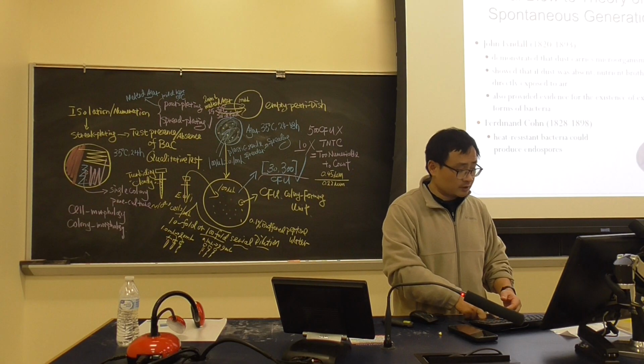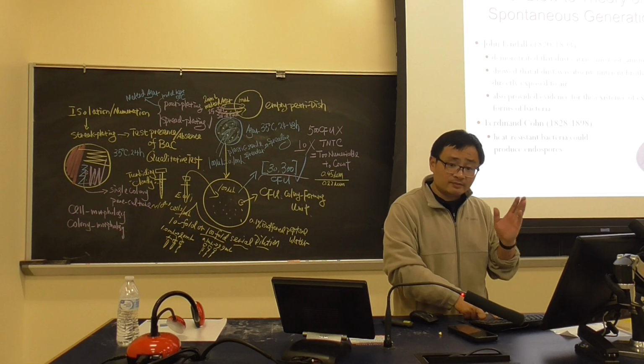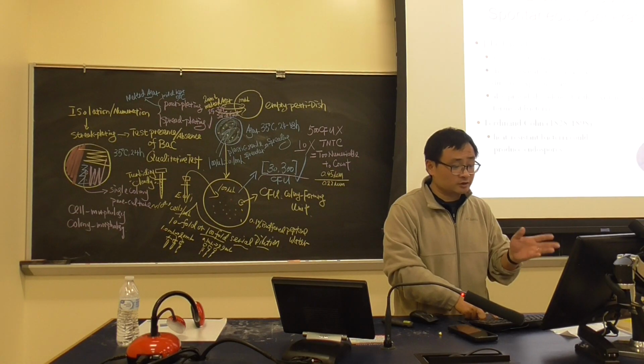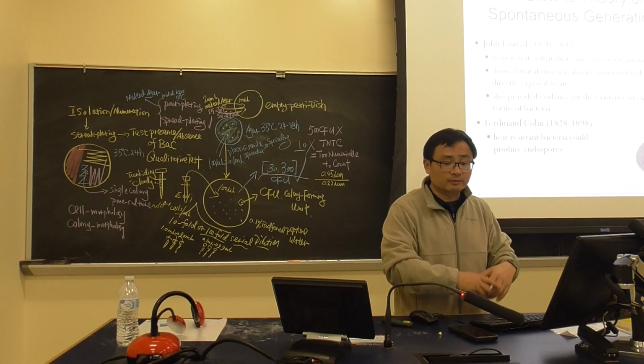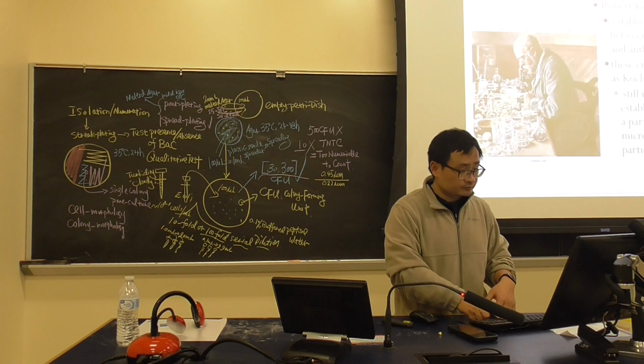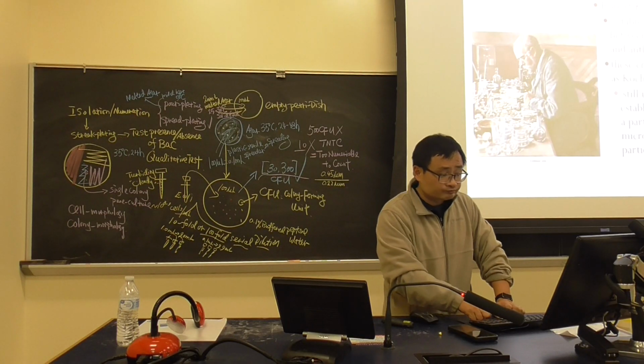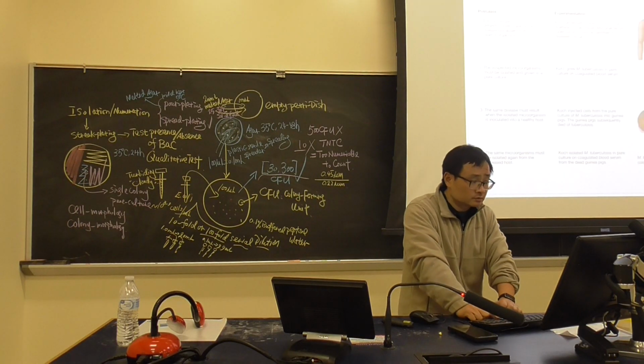That's a good example. John Tyndall and Ferdinand Cohn, they both cleaned up the mess, you could say, because there is a description about that: heat resistant, endospore forming bacteria will make the results look different. Robert Koch. What is his major contribution?